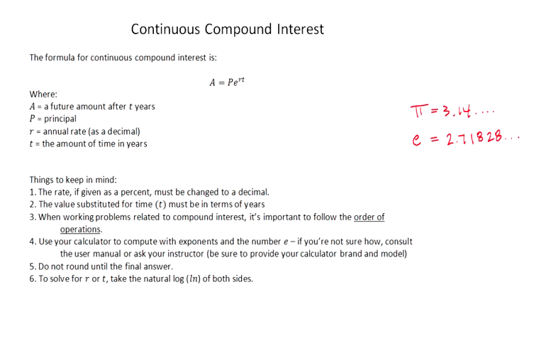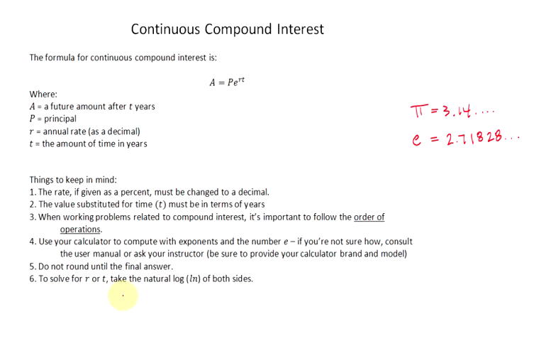So going back to the other things that we need to keep in mind, the rate, when we are given that rate as a percent, we need to go ahead and change it to a decimal. When we substitute a value for T, we just need to keep in mind that T is a time in years. When we work with the continuous compound interest formula, it's important to follow the order of operations. Number 5, we will not round until our final answer. This is to make sure that we end up with the most accurate answer possible.